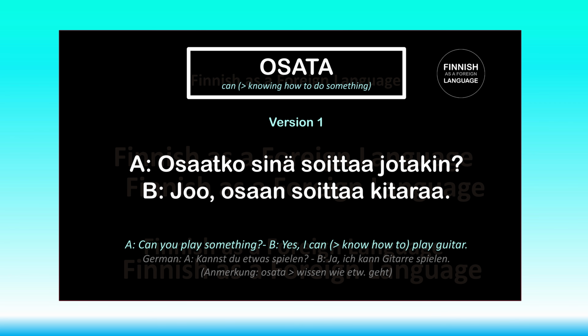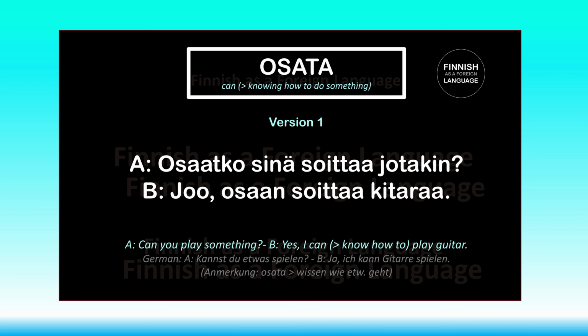Now let's take a look at what B is saying. Joo means yes. Osaan means I can, I know how to. Soittaa we already had, and kitaraa means guitar, also standing here in the partitive case, again because of our verb soittaa. So why do we use osata in this example? Because playing an instrument, like in our example, playing guitar, is something you can only do if you have the skills for it. So in easier words, in order to play guitar, you have to know how it works. You need to have the skills for it.